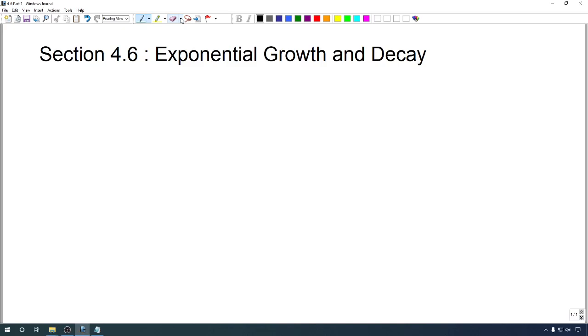This last section of Chapter 4 is a topic that's frequently covered in college algebra. But here we can use the ideas of calculus to explain why this topic is so common. We're going to be talking about exponential growth and decay.